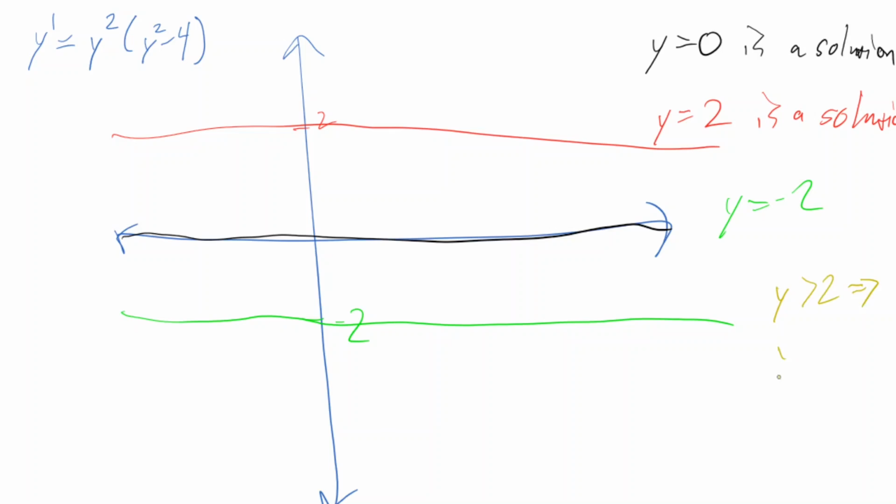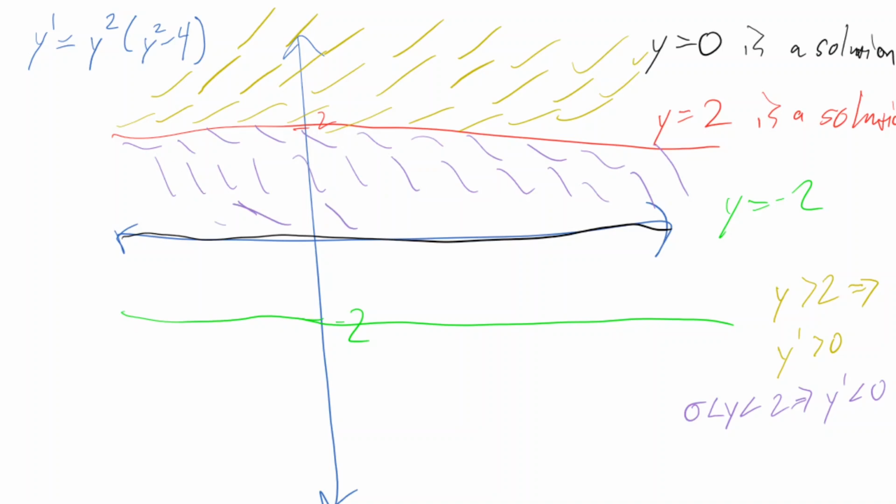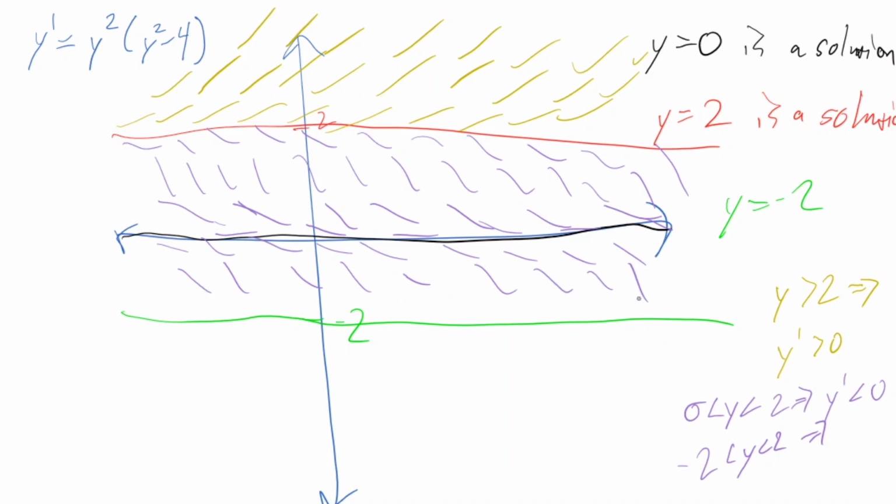So when y is bigger than 2, the derivative is positive. When y is between 0 and 2, the y squared is positive, but the y squared minus 4 is negative, so our slopes are negative there. And the region between negative 2 and 0, same situation, and the slope is still negative. y prime is negative. And in the last region, when y is less than negative 2, y squared minus 4 is positive and y squared is positive, so all of those slopes are positive.